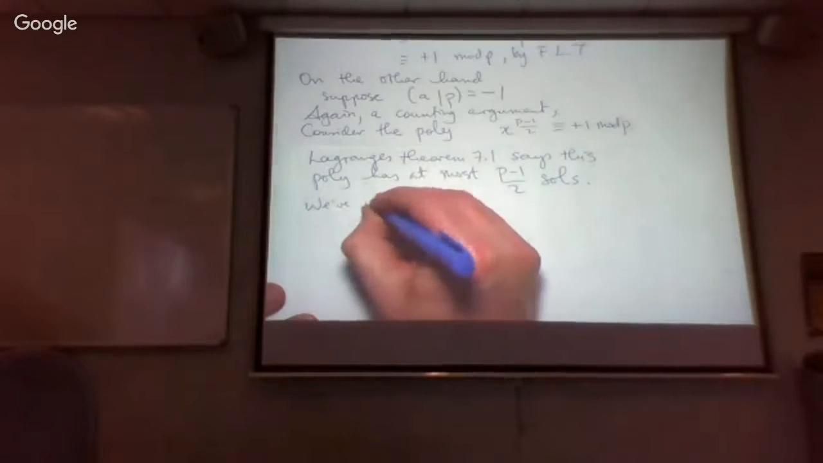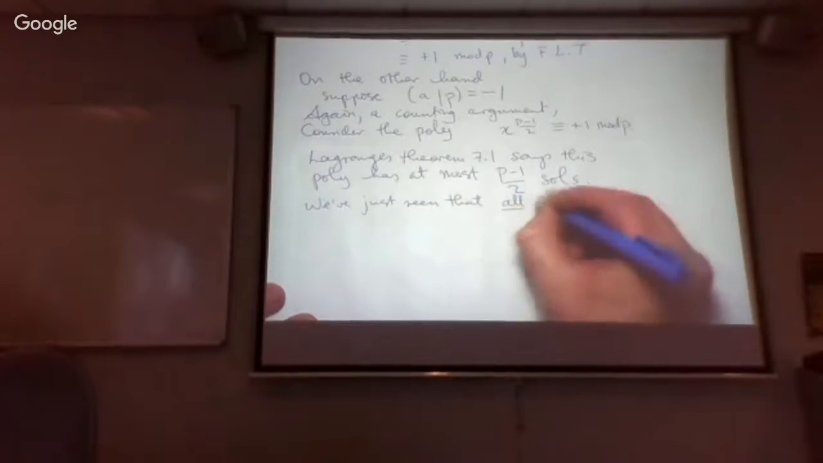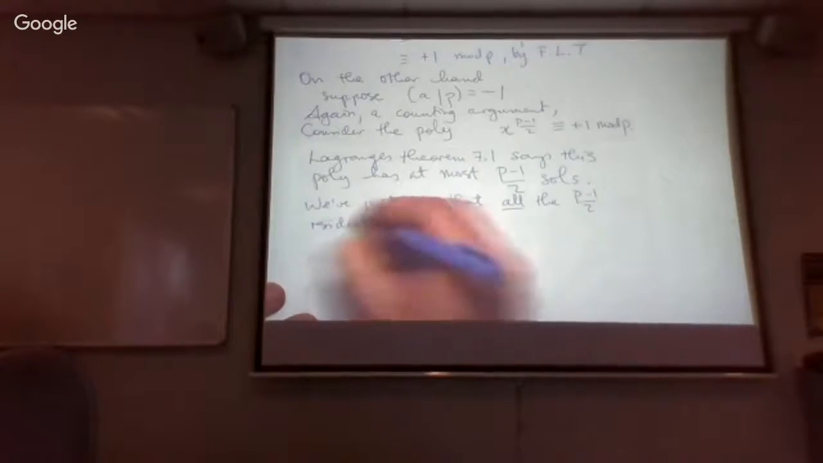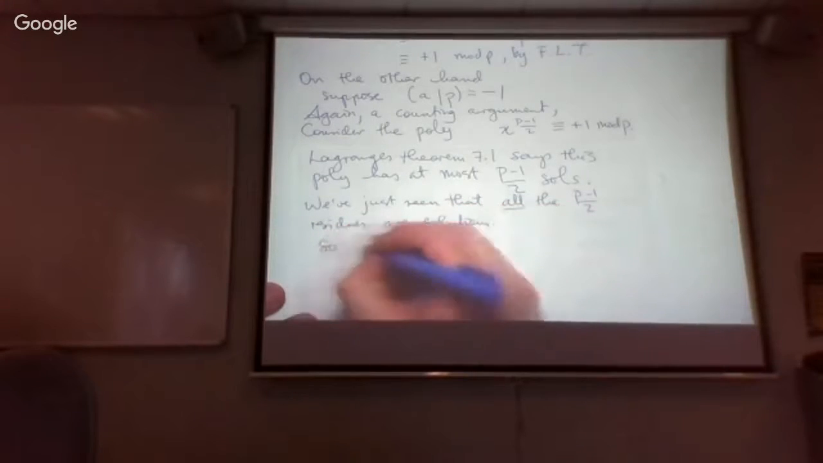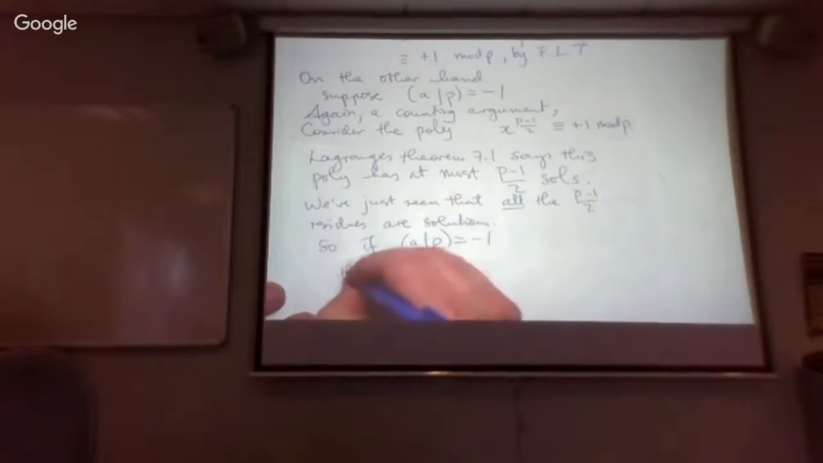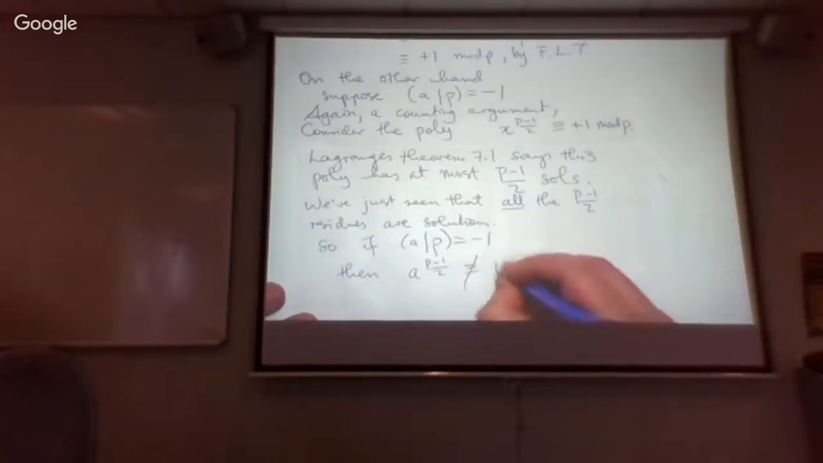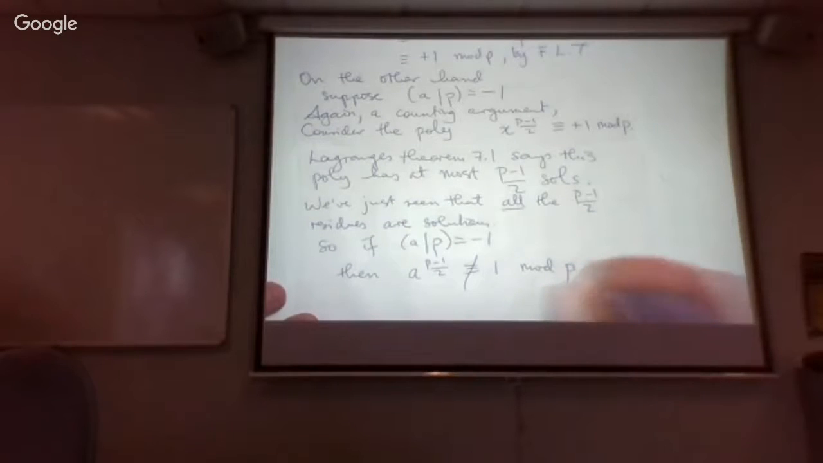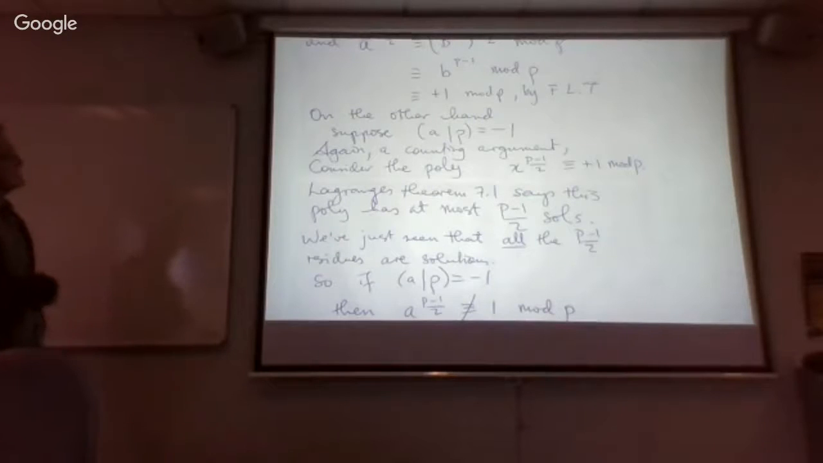We've just seen that all the (p minus 1)/2 residues are solutions. So if a is not a residue, then a to the power of (p minus 1)/2 cannot be congruent to 1 modulo p. There's no more room for it. But we proved already that it has to be plus 1 or minus 1.